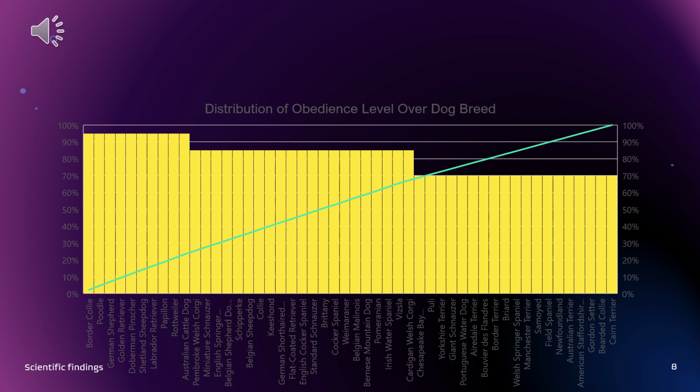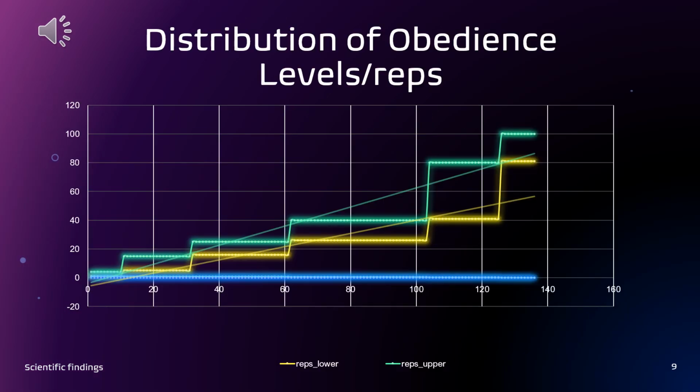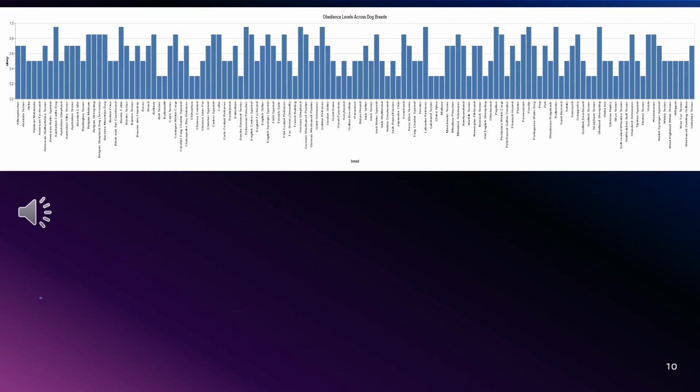Here's a graph representation of my data. On the x-axis, you will see a list of the dog breeds involved in this study. And on the left is the distribution of the obedience level. So it's the percentage of obey. Here's a fun graph representing the distribution of obedience levels over reps. So you can see the correlation between the upper reps and the lower reps there, represented by the orange and the green lines. This is a representation of obedience levels across all the dog breeds that were included in the study.